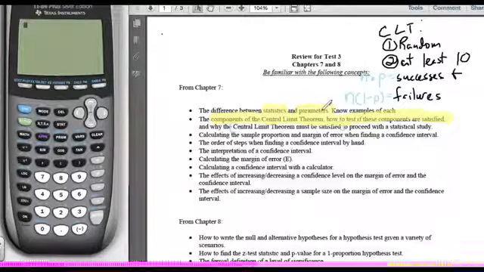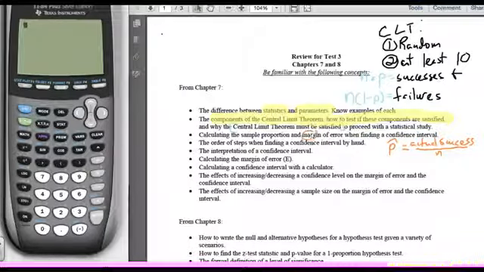Our next bullet point indicates that we need to calculate the sample proportion, that's p hat, and the margin of error when finding a confidence interval. Sample proportion, or p hat, can be found by taking your actual number of successes and dividing by N, the sample size. That's how that's calculated.